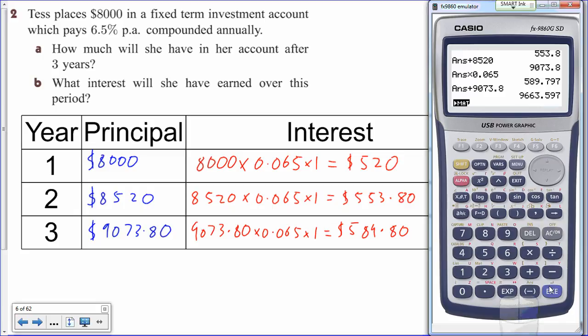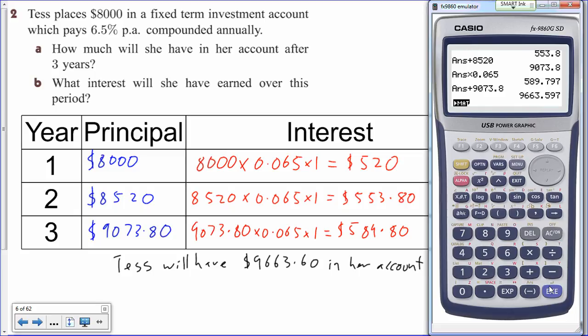Tess, where am I here? Tess will have 9663 decimal 60 in her account. So that's the first part.